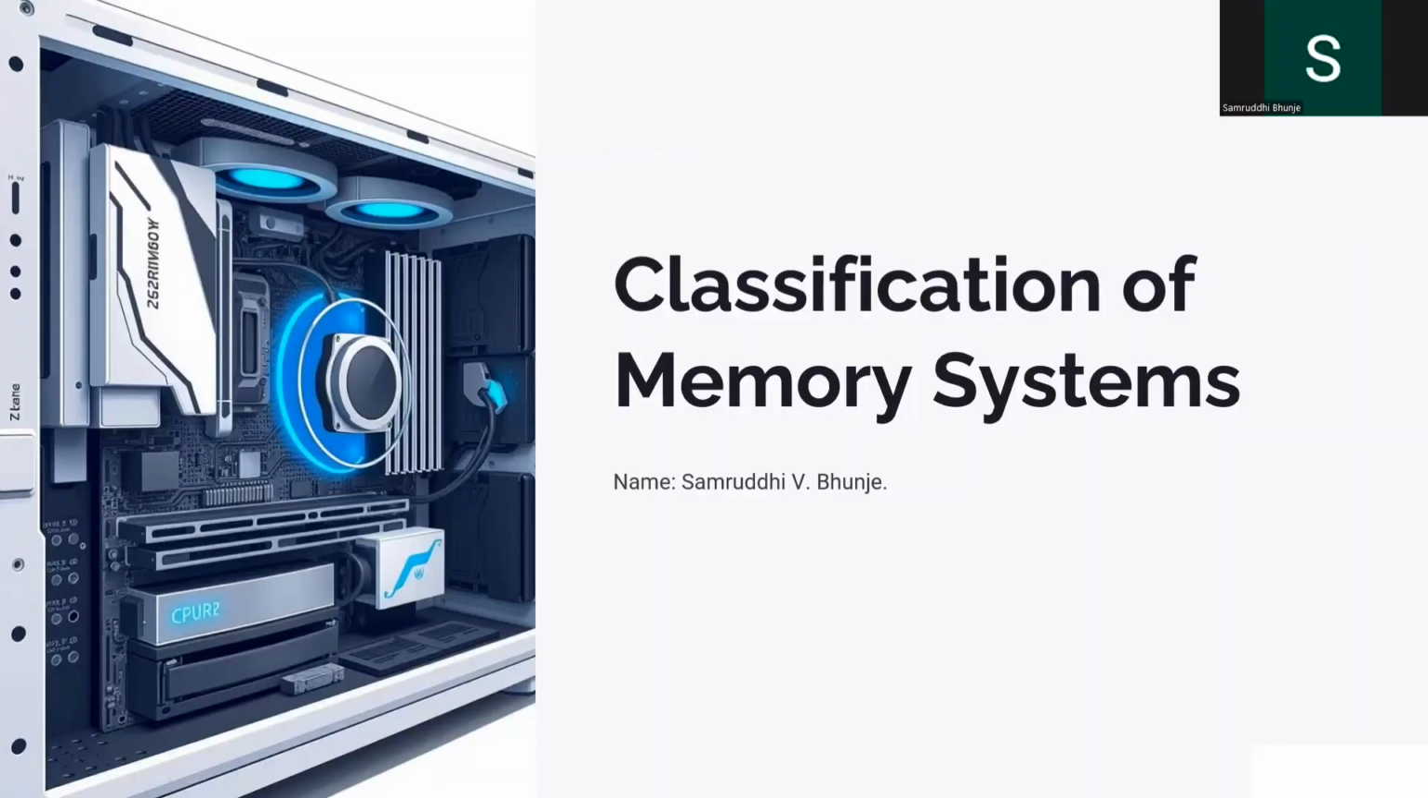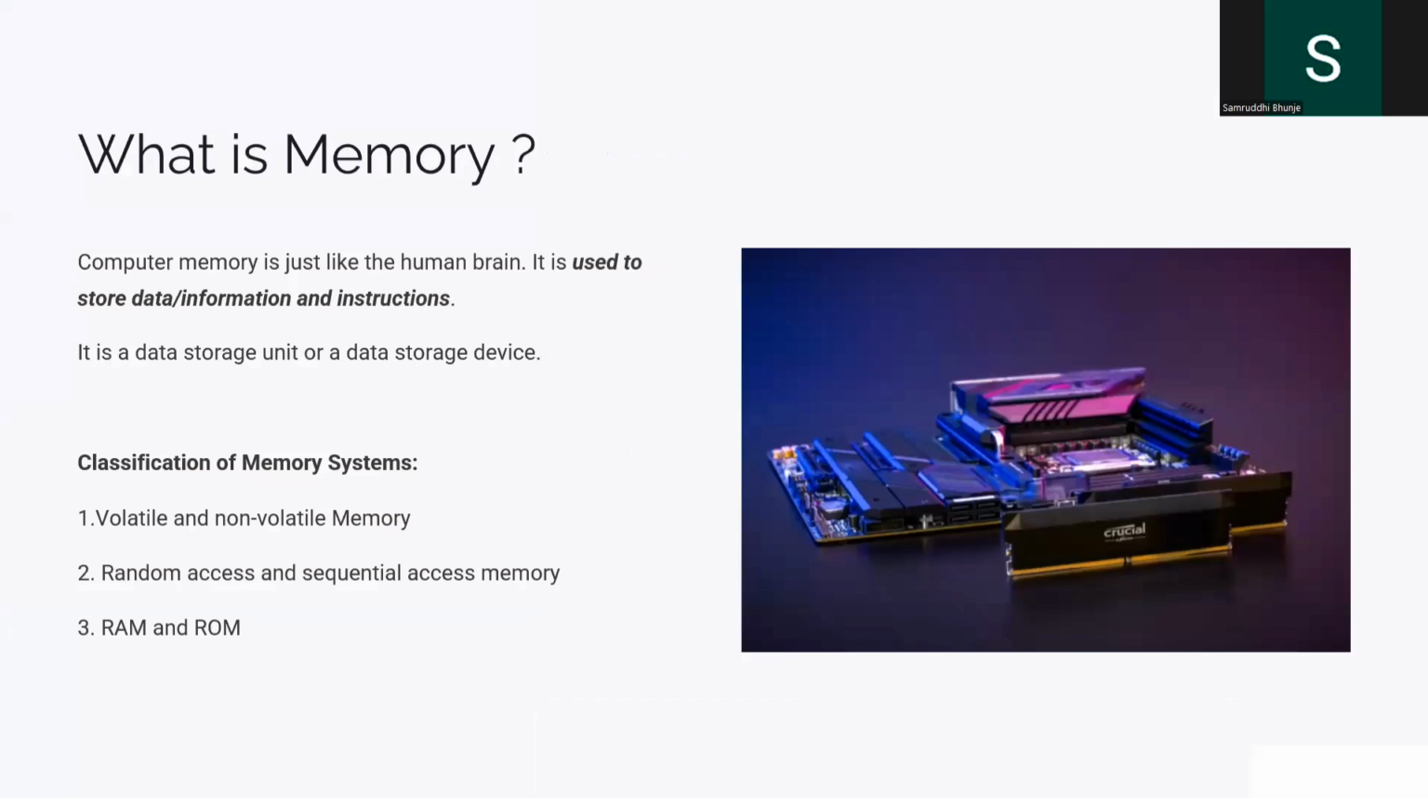Classification of memory systems. So firstly, what is memory? Memory is just like our human brain. It is used to store the data, information, and instructions. We can say that it is a data storage unit or a device. So memory systems are classified mainly into three types.